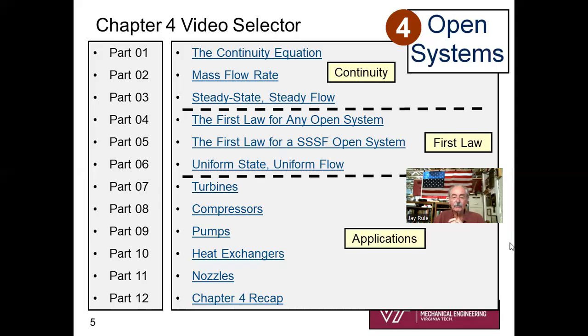And so I've just created some videos to give you an example of, well, what does a turbine look like? What does a compressor look like? Pumps, what does a pump do? And what does a pump look like? You get the idea. And so remember, if you can access this static presentation, you can click on any of these hyperlinks and jump right to the topic you're interested in.